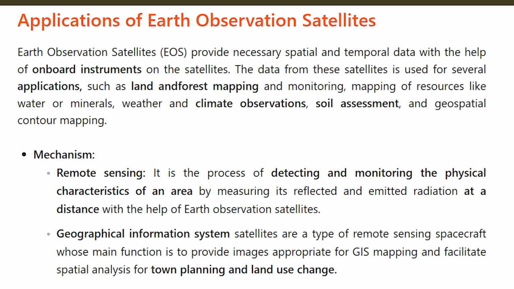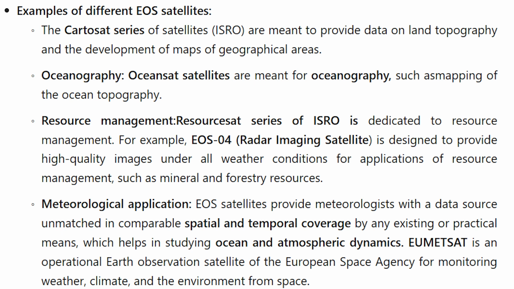Geographical Information System satellites are a type of remote sensing spacecraft whose main function is to provide images appropriate for GIS mapping and facilitate spatial analysis for town planning and land use change. Examples of different EOS satellites.